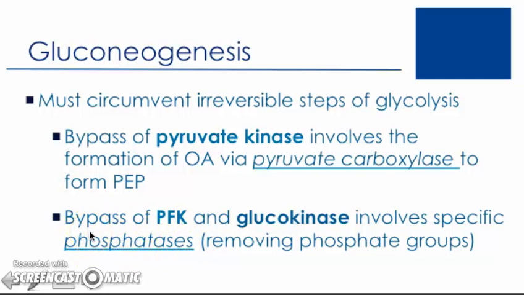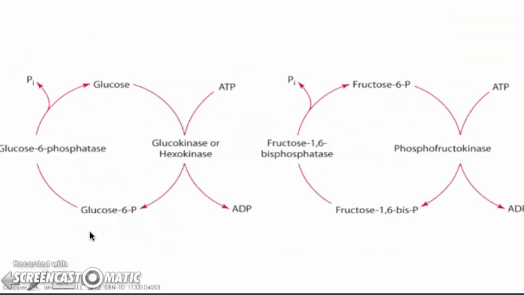While kinases active in glycolysis add a phosphate group, for example, we see glucokinase adds a phosphate group to glucose, converting it to glucose 6-phosphate, whereas PFK adds a phosphate group to fructose 6-phosphate, forming fructose 1,6-bisphosphate. So in contrast to the kinases, the phosphatase enzymes remove a phosphate group. The activity of these phosphatase enzymes are illustrated in this diagram.